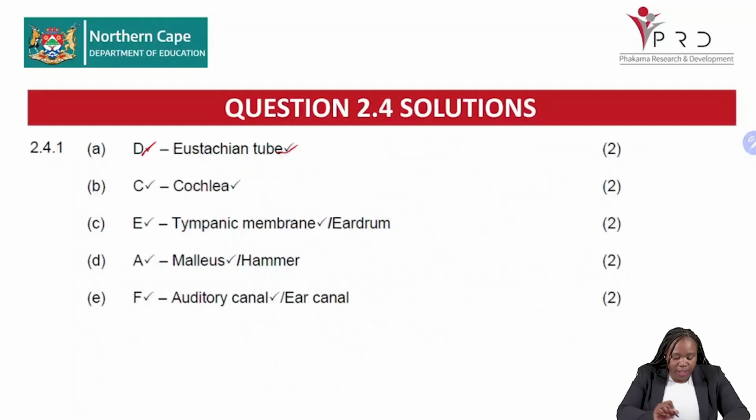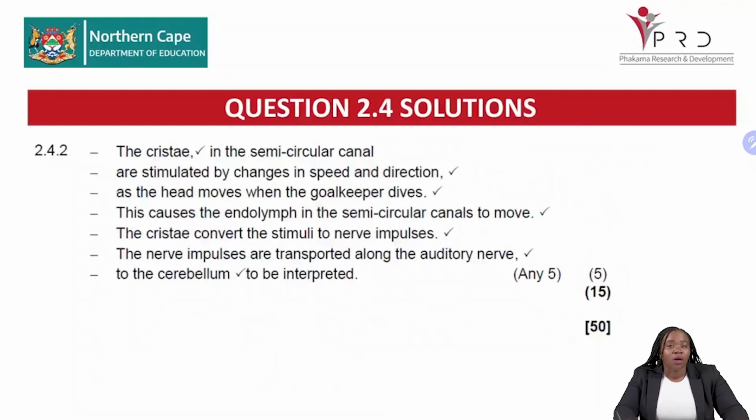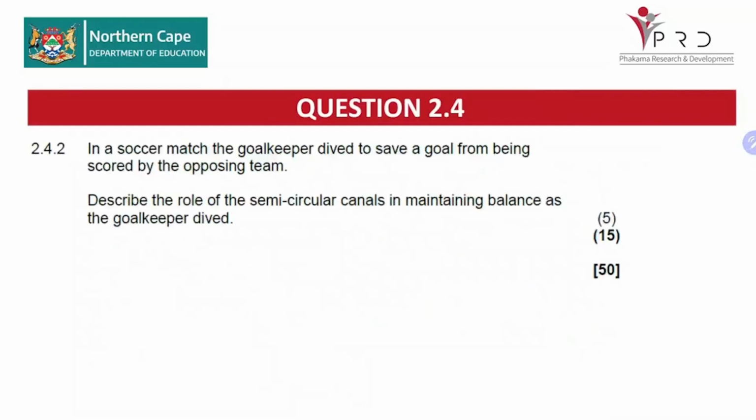The cochlea, C; tympanic membrane or eardrum, E; A, the malleus or the hammer; F, the auditory canal or the ear canal. You can use whichever of these you prefer. Right. And then we have 2.4.2.